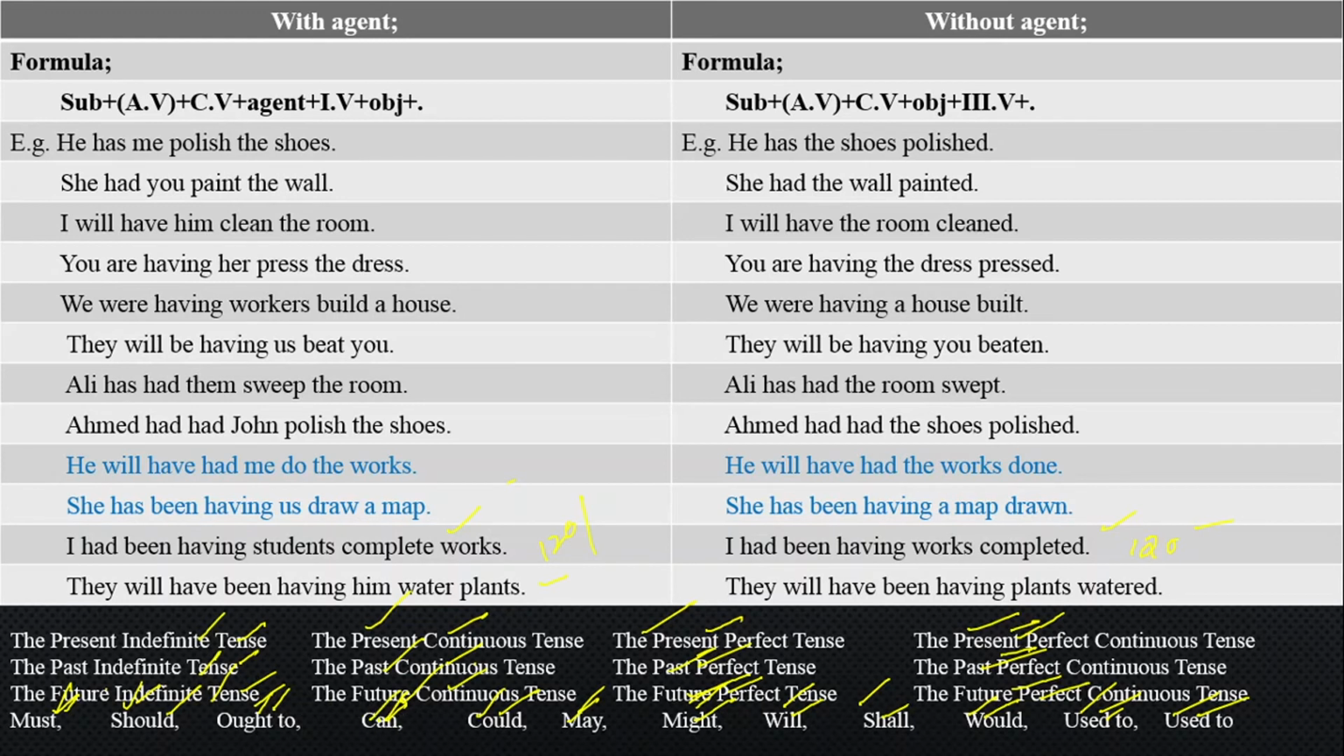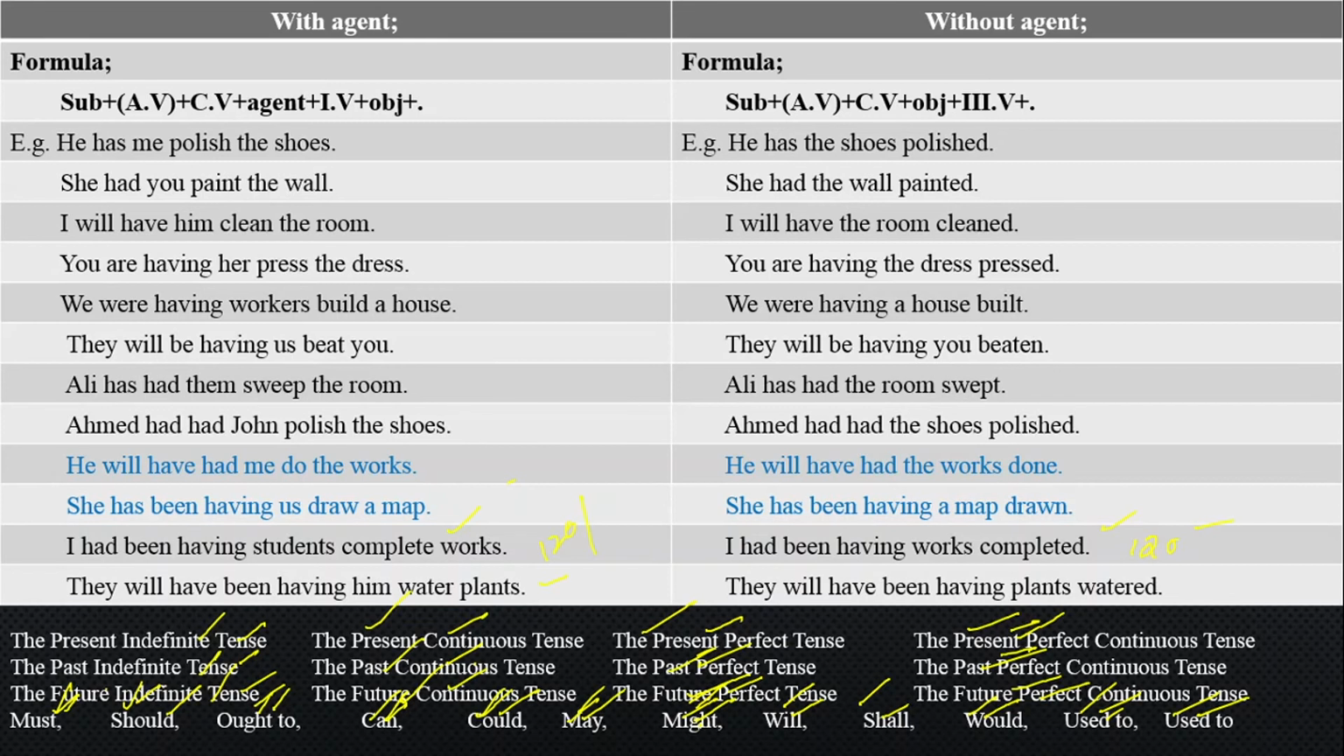They could have him water plants, they could not have him water plants. Could they have him water plants, could they not have him water plants? Couldn't they have him water plants? They may have him water plants, they may not have him water plants. May they have him water plants, may they not have him water plants? Mayn't they have him water plants? They might have him water plants, they might not have him water plants. Might they have him water plants, might they not have him water plants? Mightn't they have him water plants?